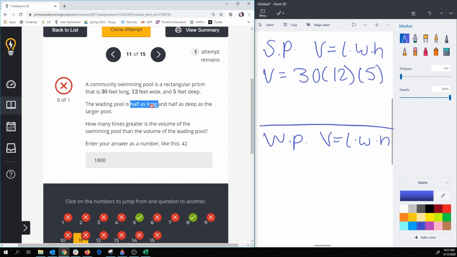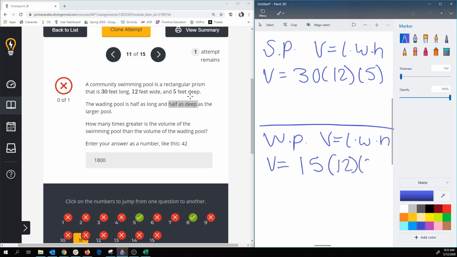the wading pool is half as long, right? So this 30 here that relates to how long it is will be cut in half. So instead of 30, I'm going to have 15. And then it tells me that it's half as deep. So this 5 feet depth is going to be cut in half. But it doesn't say that my width, or how wide it is, is also cut in half, right? It does not say that. So I am not changing that 12. However, I do need to change this to 2.5.